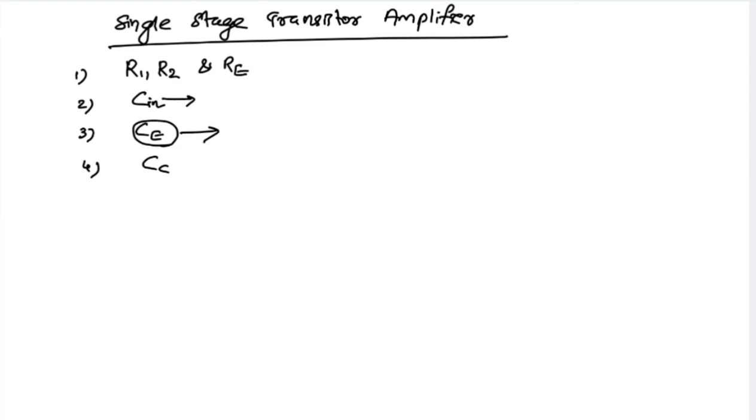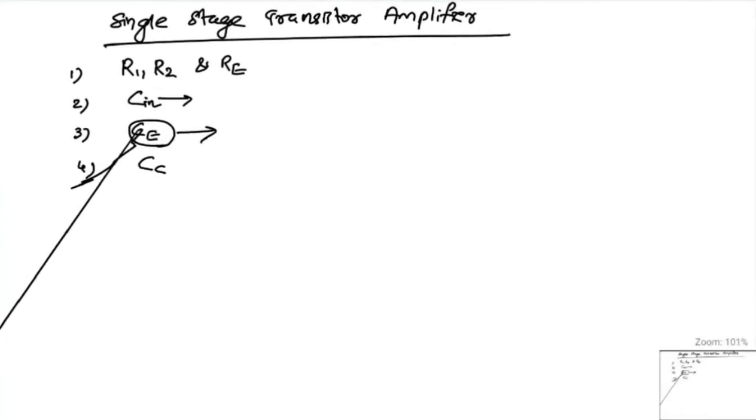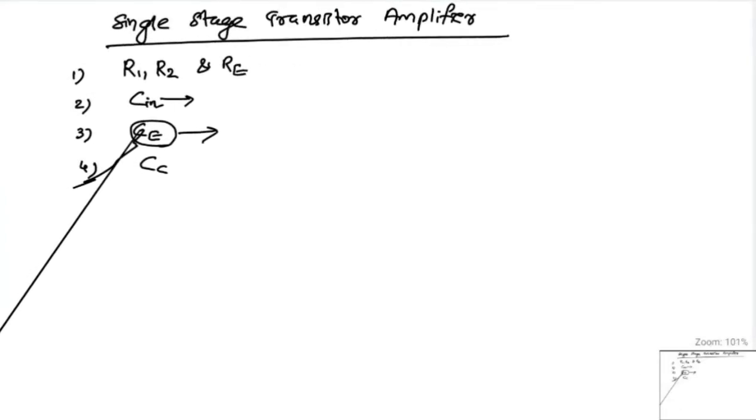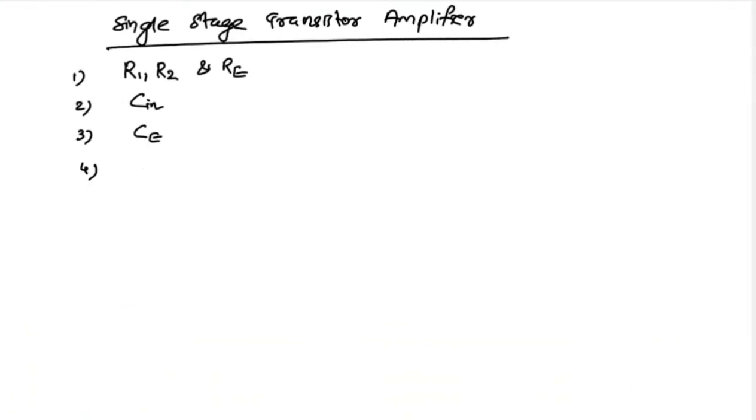Now the third one is the emitter bypass capacitor, which is used to provide a least resistance or low reactance path for the AC signal to bypass through it, so that it will not reduce the voltage gain of the amplifier. The fourth one is the coupling capacitor, which is used to couple one stage of the transistor amplifier to the next stage, and it is also used to isolate the DC conditions of the output from the input of the next stage.